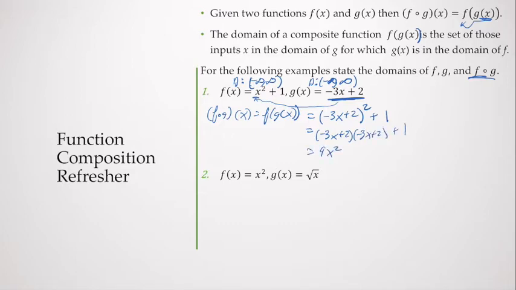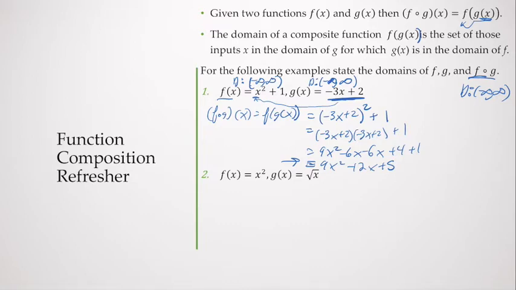and add 1. I get a positive 9x squared minus 6x plus 4 plus 1. So I get 9x squared minus 12x plus 5. This is our composition function, and it's a degree 2 function like f, so it's a quadratic equation. So its domain is going to be from negative infinity to positive infinity. Cool.